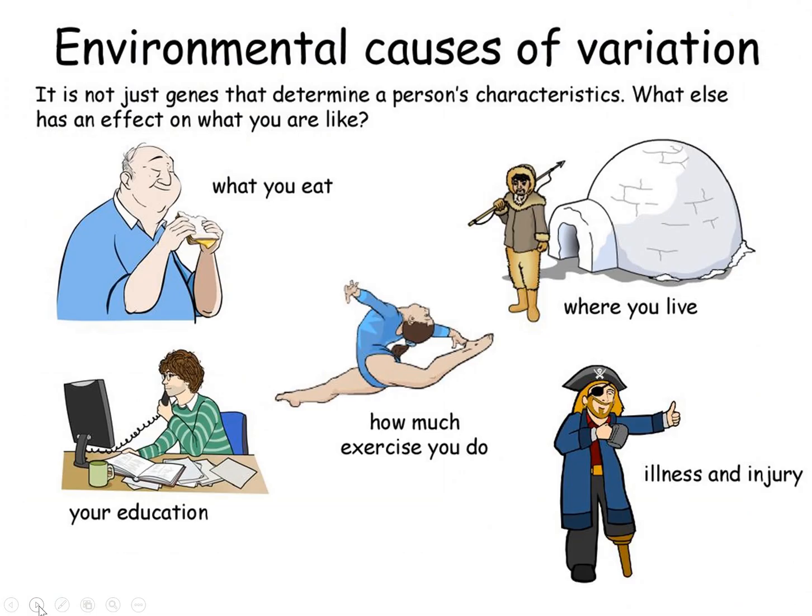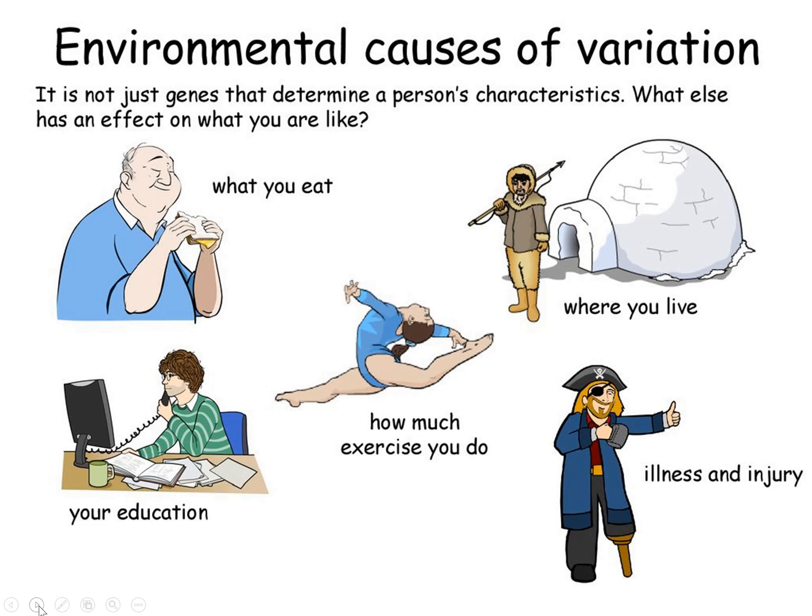So what about environmental variation? What kinds of things can cause that? So it's not just the genes that sometimes determine a person's characteristics. It's things like environmental causes of variation. What you eat, where you live, how much exercise or activity you do, your education, and illness and injury.